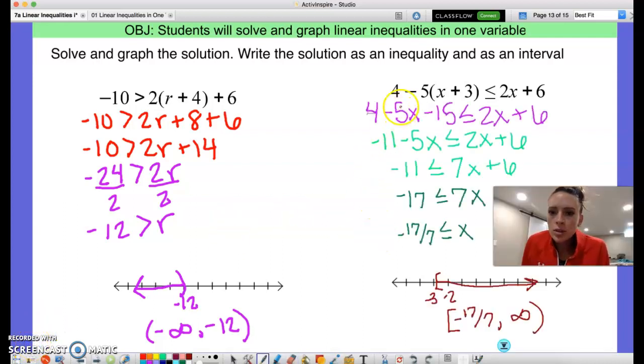All right, so here's the work for the second one. First we distributed, then we combined like terms. Then subtract 6. We should get down to -17/7 is less than x. So in other words, x is greater than -17/7. When we do that, it's somewhere in between -3 and -2, closer to -3. And then put your bracket here in your interval notation to infinity. Okay, so go ahead and pause that and write down any questions you might have for your teacher when you see them in synchronous class.